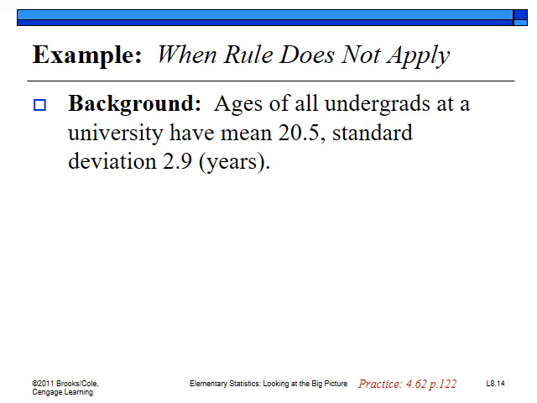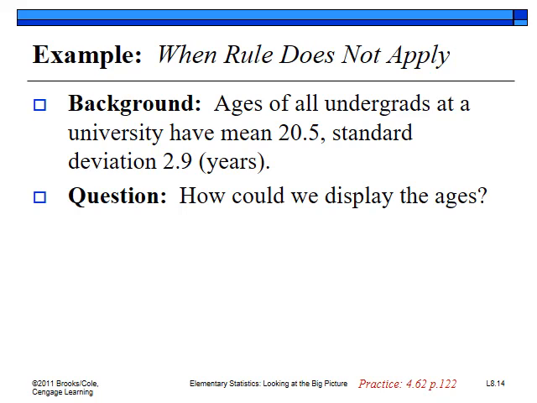Sometimes we want to be careful about not applying the rule. If we consider, for example, the ages of all undergrads at a university with mean 20.5 and standard deviation 2.9 years, how would we display the ages?